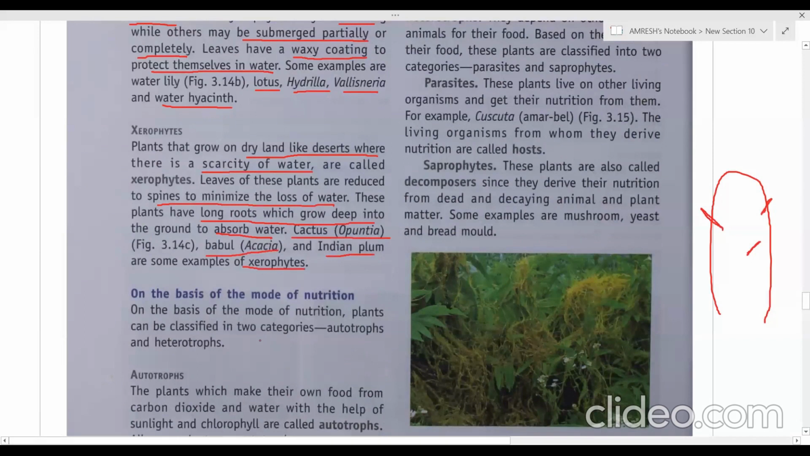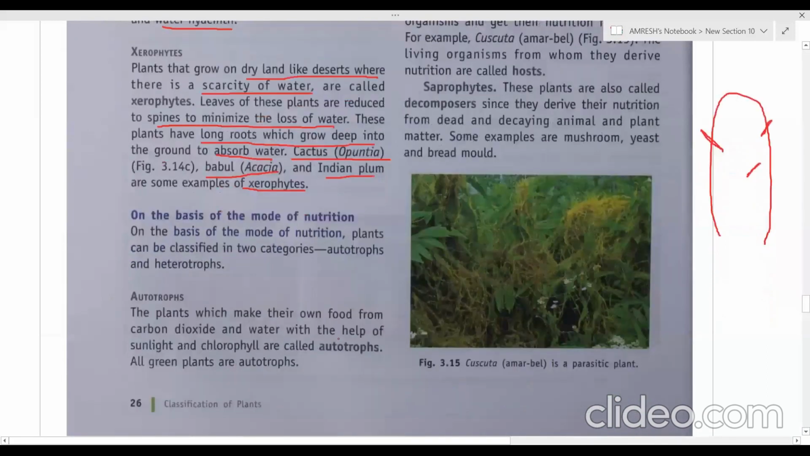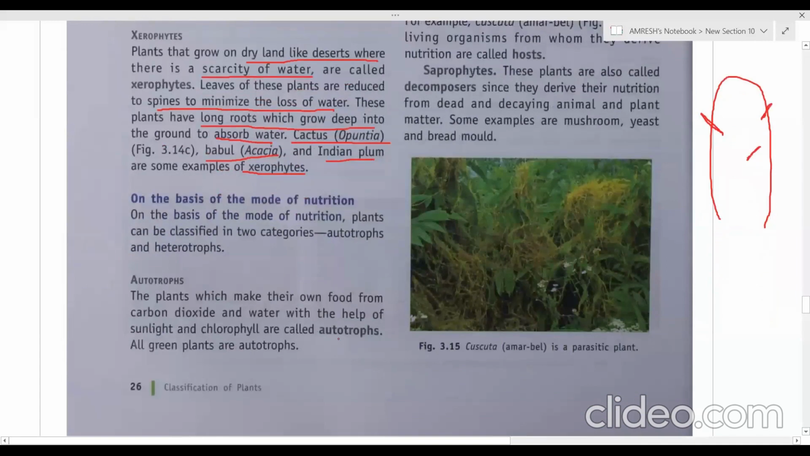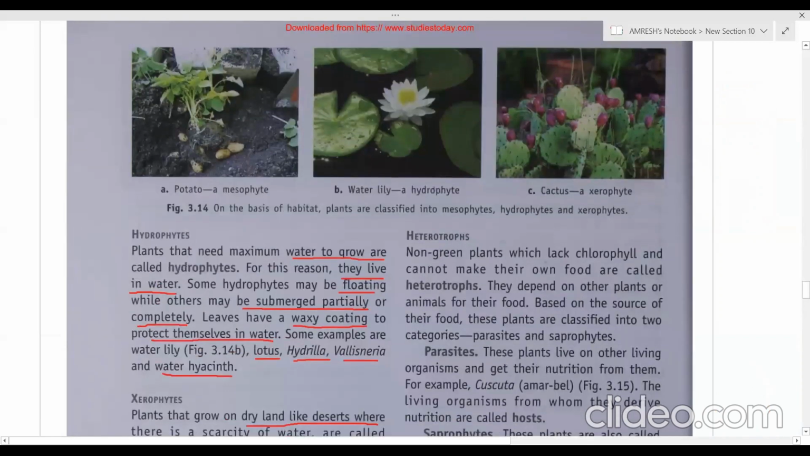Next basis is your nutrition. See, all plants are not autotrophs. Basically, or generally, plants are autotrophs, but all plants are not autotrophs. So we have divided them into two categories on the basis of nutrition, that is autotrophs and heterotrophs. Autotrophs, as I've already told you, prepare their own food by the process of photosynthesis with the help of sunlight and chlorophyll. So all green plants are autotrophs, and heterotrophs, some non-green plants are there.